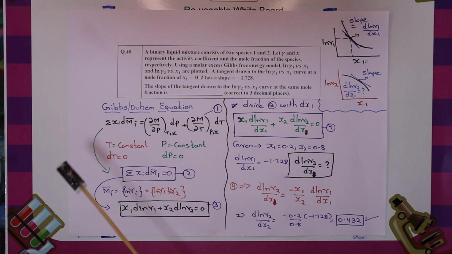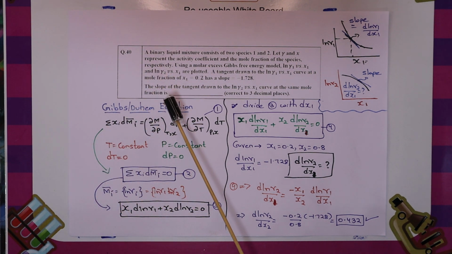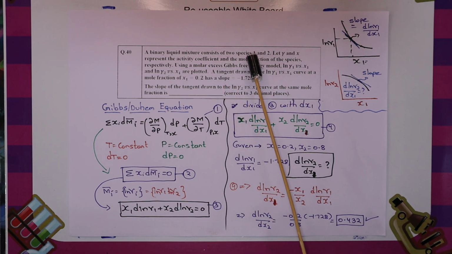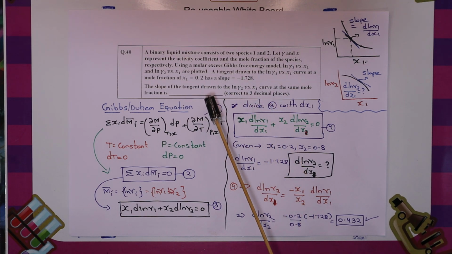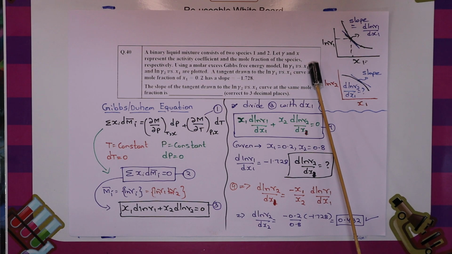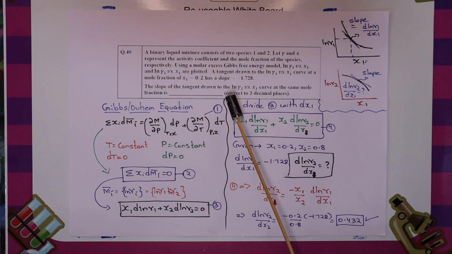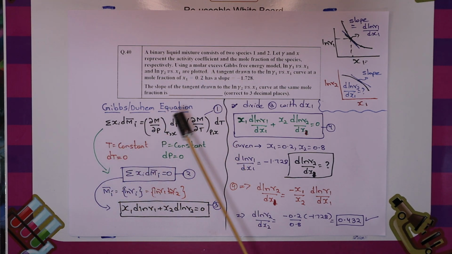That is question number 40. It is said that a binary liquid mixture consists of two species, so they are talking about a binary mixture. Let gamma and x represent the activity coefficient and mole fraction of the species. Using the molar excess Gibbs free energy model, that is, ln gamma 1 versus x1 and ln gamma 2 versus x2, we are supposed to find the slope of the tangent drawn to ln gamma 2 versus x1. That means we have to find the slope for the plot with ln gamma 2 on the y-axis and mole fraction of 1 on the x-axis.